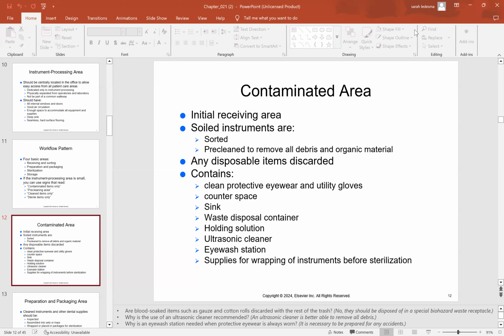The contaminated area is the initial receiving area. These are where our soiled instruments are sorted and pre-cleaned. Any disposable items are going to be discarded in this area. This is going to contain clean protective eyewear and utility gloves, some counter space, a sink, waste disposal container, your holding solution, ultrasonic cleaner, eye wash station, and then supplies for wrapping the instruments.